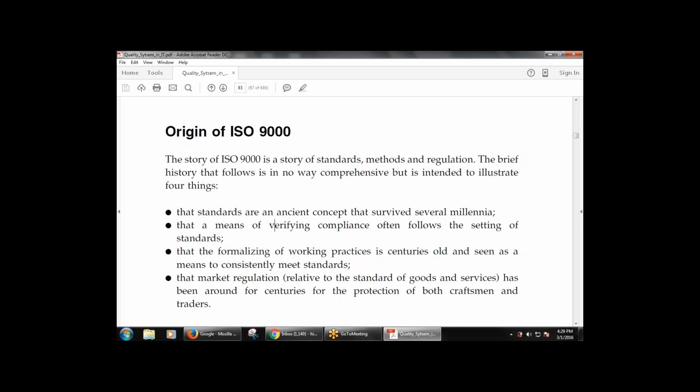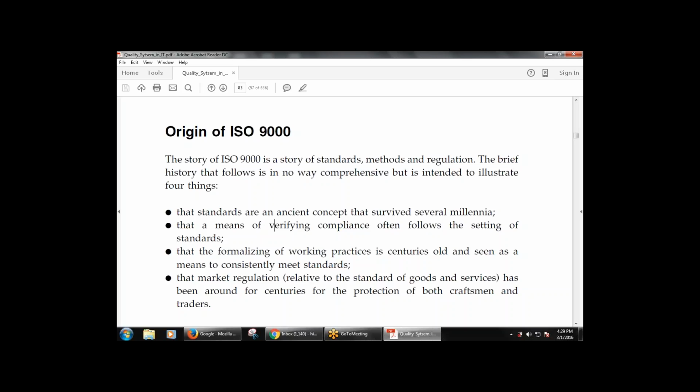Then the market regulation has been around for centuries for the protection of both craftsmen and the traders. So what are the various concepts that have been used for centuries for the protection of both craftsmen and traders? That is the origin of the ISO 9000 standard.